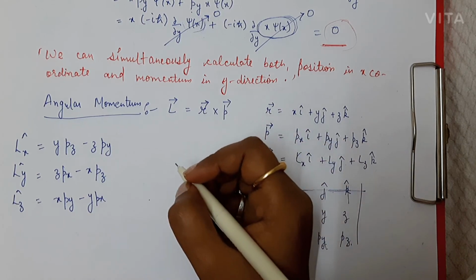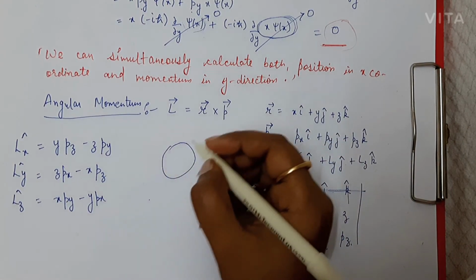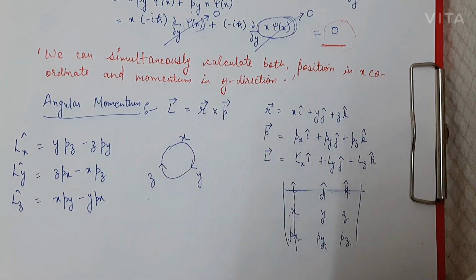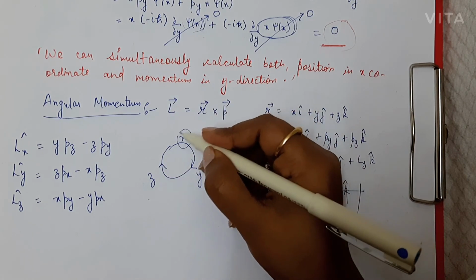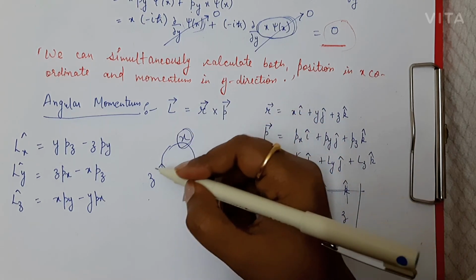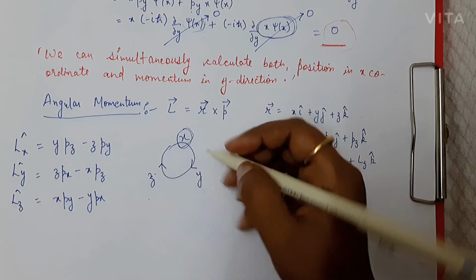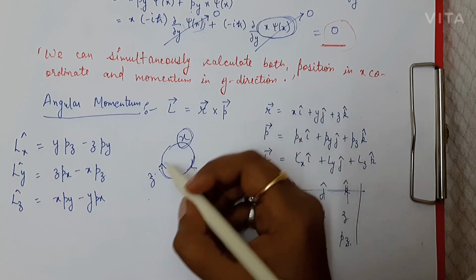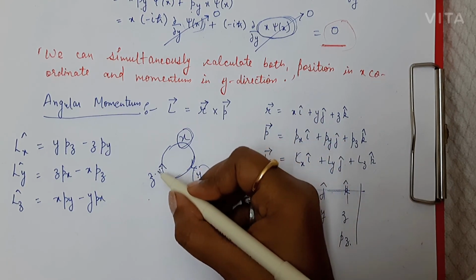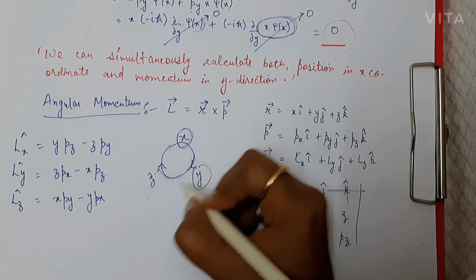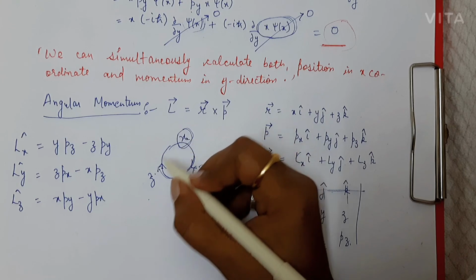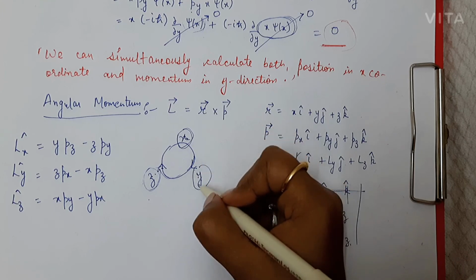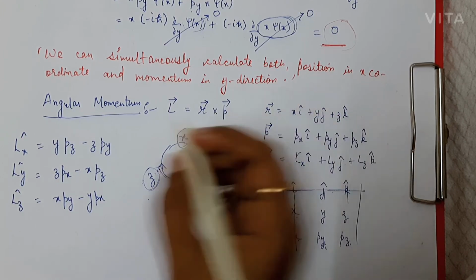So there is a method to remember this. Imagine a circle and write down x, y, z. Put the clockwise rotation, and if you want to find out for x, then you are going to do y into pz minus z into py. You have to move from y towards z. Similarly, if you want to find out for y, then you have to go from z to x, clockwise: z px minus x pz. Similarly, if you want to find out for z, then again you move clockwise: x py minus y px. So this is the way you can learn this.